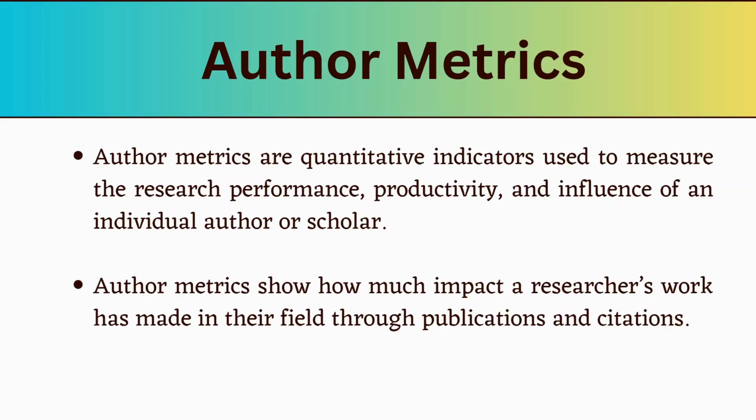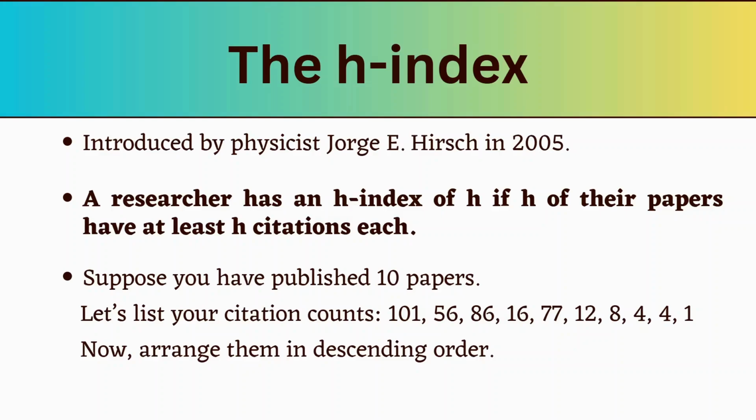So let us understand what are author metrics. Author metrics, also called researcher level metrics, are quantitative indicators used to measure the research performance, productivity, and influence of an individual author or scholar. In simple terms, author metrics show how much impact a researcher's work has made in their field through publications and citations. Now let us understand different types of author level metrics, and we will begin with the most popular one, the H-index.